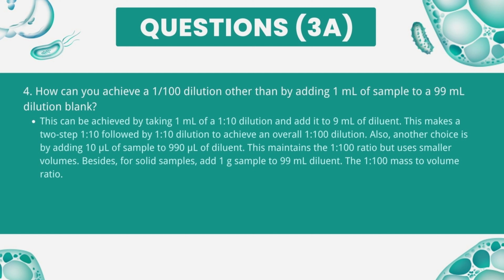The last question for this part is, how can you achieve a 1 to 100 dilution other than by adding 1 ml of sample to a 99 ml dilution blank? This can be achieved by taking 1 ml of a 1 to 10 dilution and adding it to 9 ml of diluent. This makes a two-step 1 to 10 ratio followed by 1 to 10 ratio dilution again to achieve an overall 1 to 100 dilution. Also, another choice is adding 10 microliters of sample to 990 microliters of diluent. This maintains the 1 to 100 ratio but uses smaller volumes. Besides, for solid samples, add 1 gram of sample to 99 ml diluent. The 1 to 100 mass to volume ratio is also achieved.